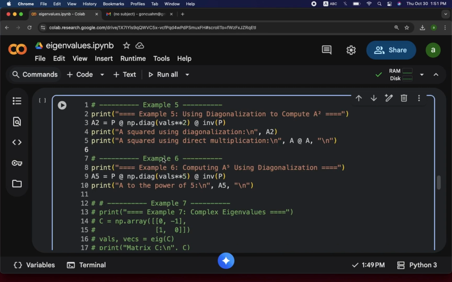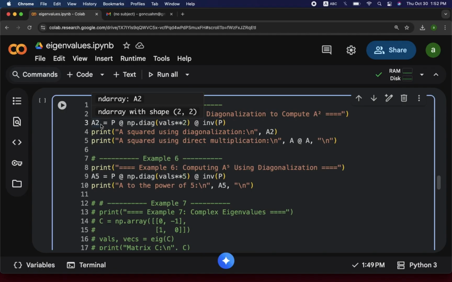Once we have the diagonal form, computing powers of a matrix becomes super easy. For example, A squared can be written as P times the diagonal matrix D squared times P inverse. So we can compare this result to normal matrix multiplication, and we can again do a confirmation.